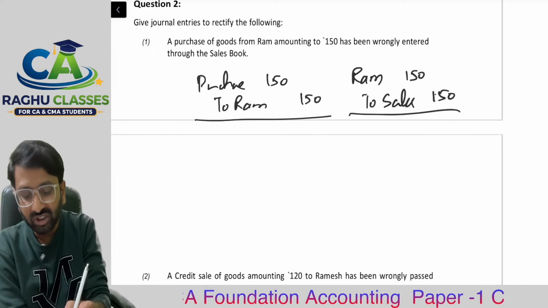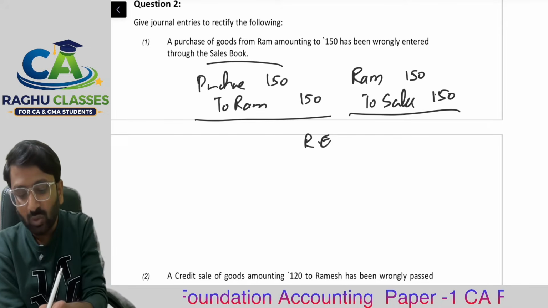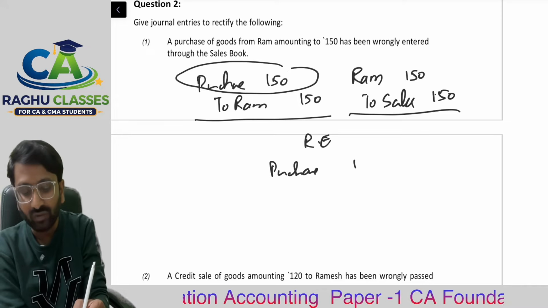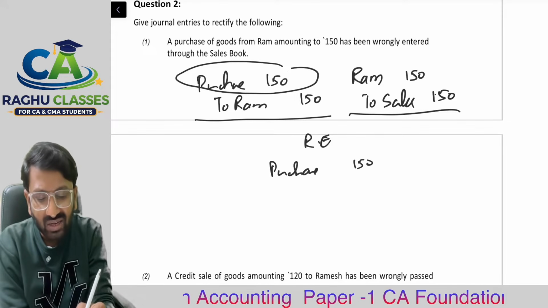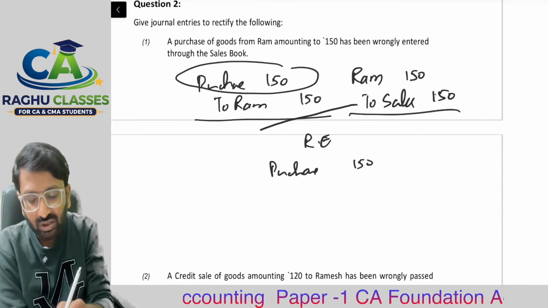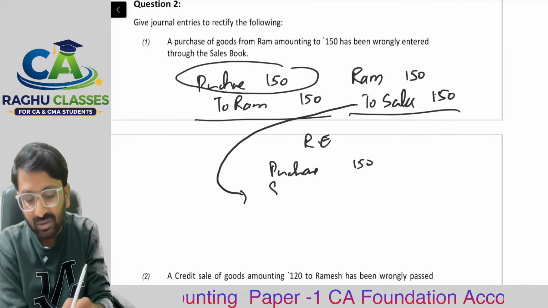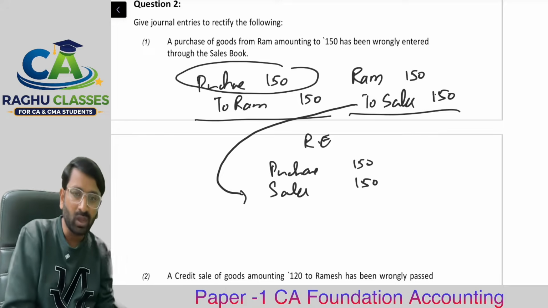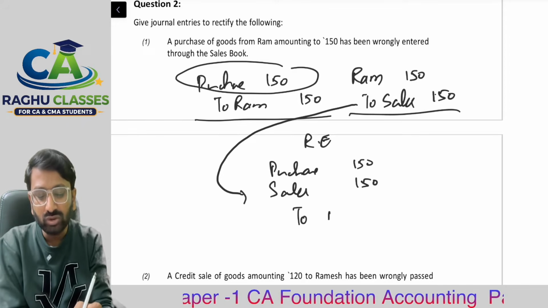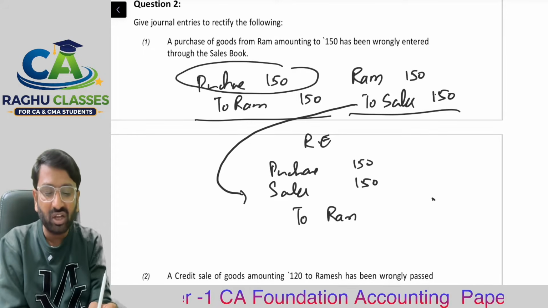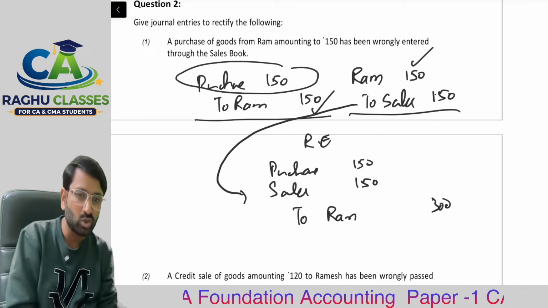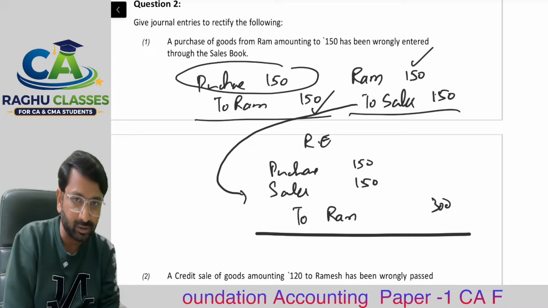Now the rectification entry will be: purchase account I'm supposed to debit with 150, debit that. Purchase 150. Sales account got unnecessarily created now, which is a mistake. So how do you cancel that sales? Debit that also. So purchase 150, sales also 150, to ROM account. Totally I need to credit 300, because this 150 needs to be credited and this 150 needs to be cancelled. So totally ROM account will be credited with 300.